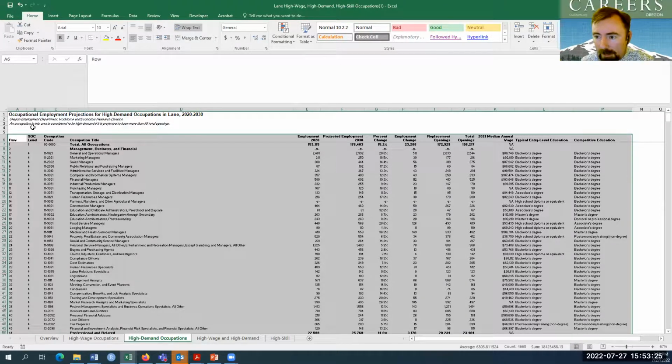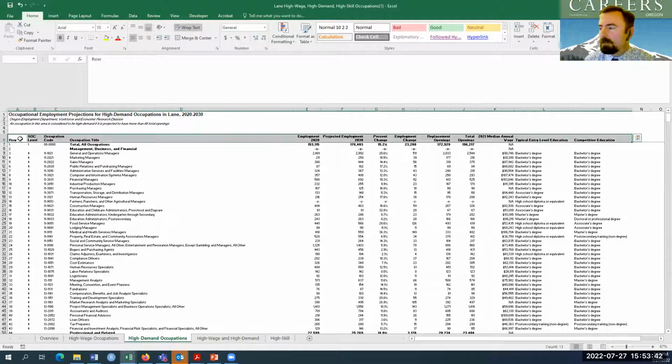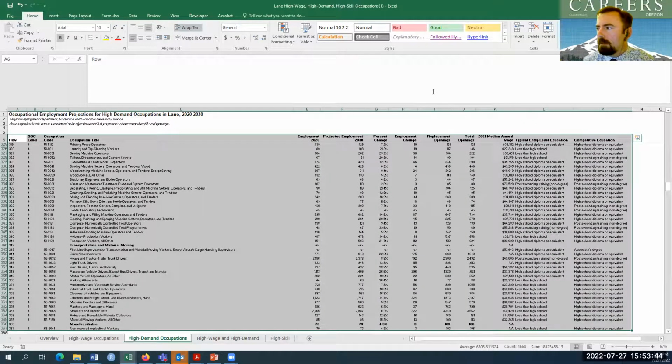In addition to that, each publication does have a threshold indicator. So in the case of Lane County, any occupation with at least 70 openings over the next 10 years is considered a high demand occupation. It may sound like a small number, but in reality, the big number is really coming from those leisure and hospitality and retail trade occupations.